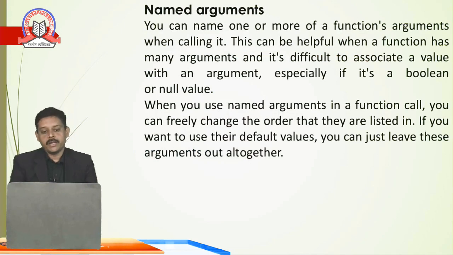Now what is meant by named arguments? Named arguments means you can name one or more function arguments when you are calling it. This can be helpful when the function has many arguments and it's difficult to associate a value with an argument, especially if it is a boolean or a null value. When we are using named arguments in a function call, we do not need to follow the order in which they were listed in the function.